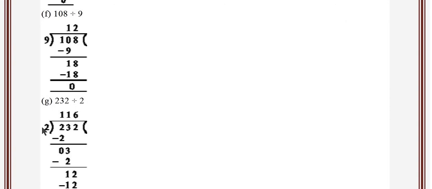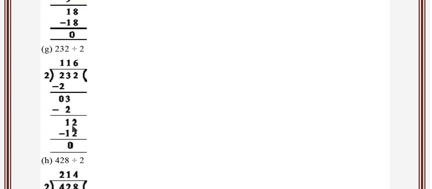232 divided by 2. 2 ones are 2. 2 minus 2 0. We keep here 3. Again 2 ones are 2. 3 minus 2 is equal to 1. Again we write here 2. 12. 2 sixes are 12. 12 minus 12 is equal to 0. So 232 divided by 2 is equal to 116.